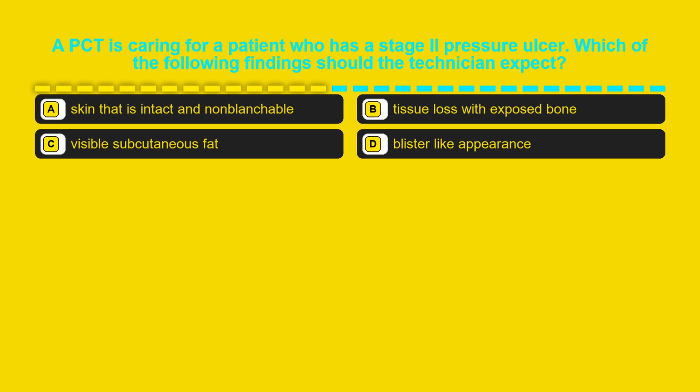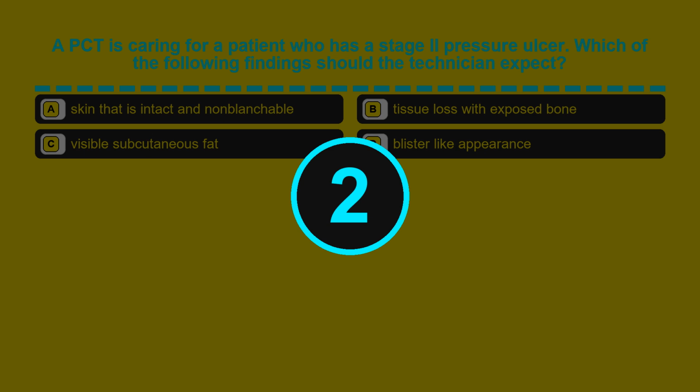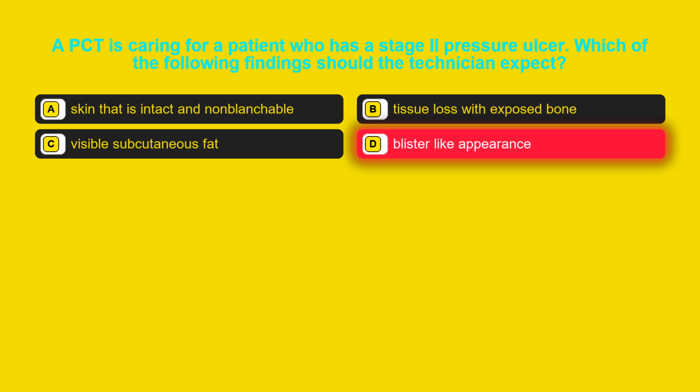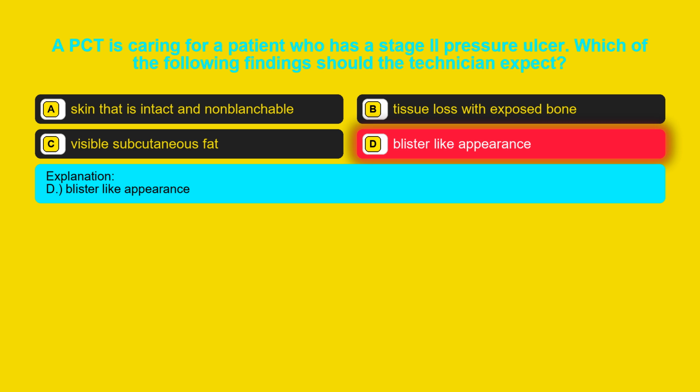Option A. Skin that is intact and non-blanchable. Option B. Tissue loss with exposed bone. Option C. Visible subcutaneous fat. Option D. Blister-like appearance. The correct answer is option D. Blister-like appearance.